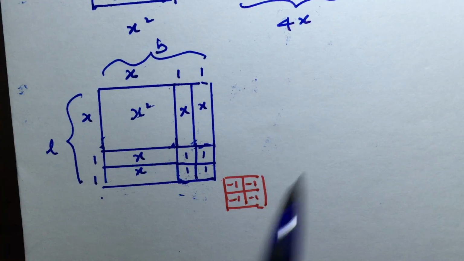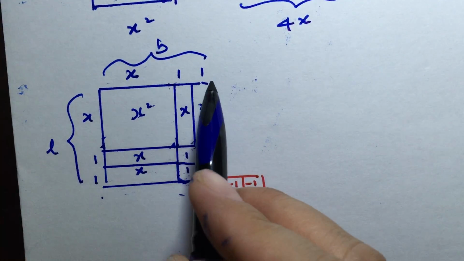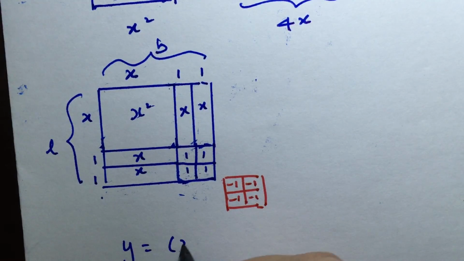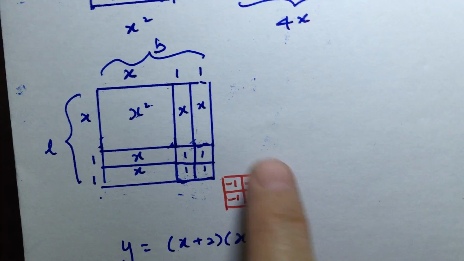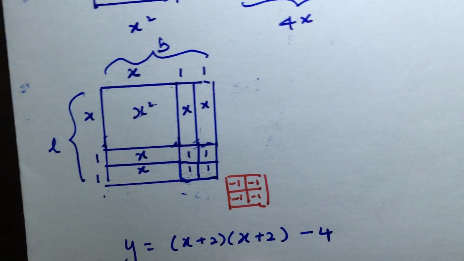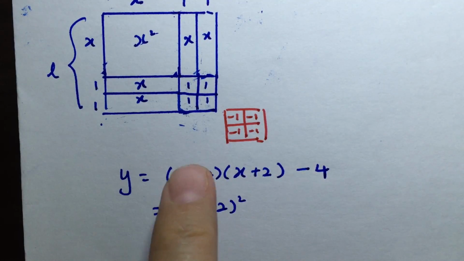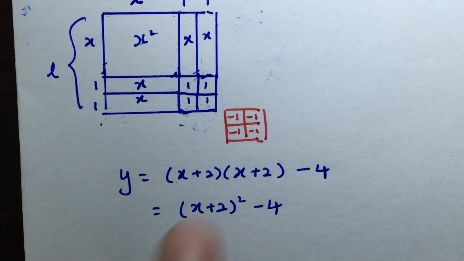So how am I going to present this answer? This means that I have x plus 2, x plus 2, and I have 4 of these units outside, so I have minus 4. In other words, I can write it as x plus 2 squared, since length and breadth are the same, and I have the minus 4 outside from the red ones here. So this will be my completed square form.